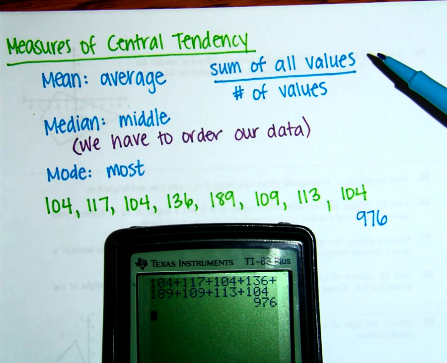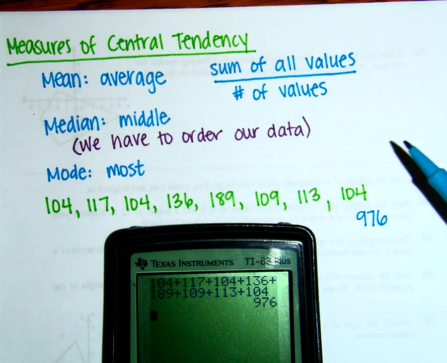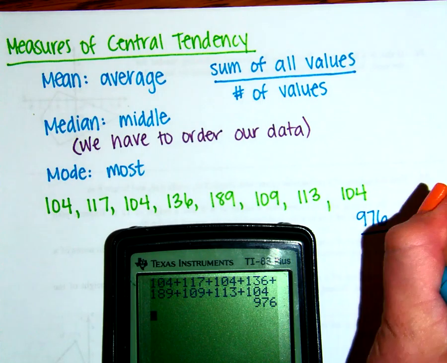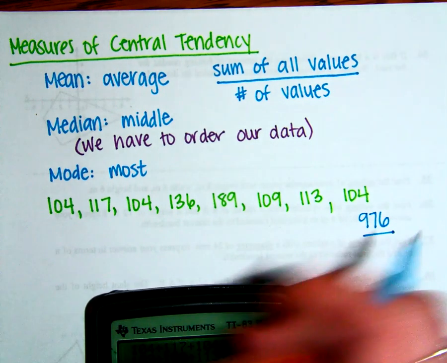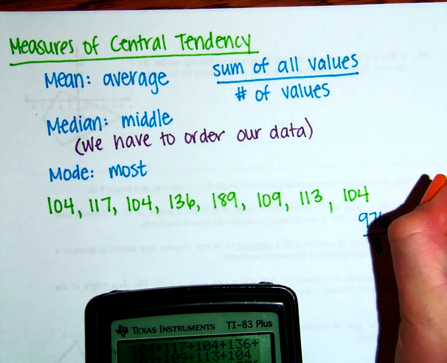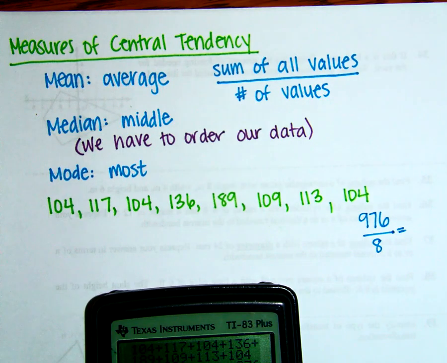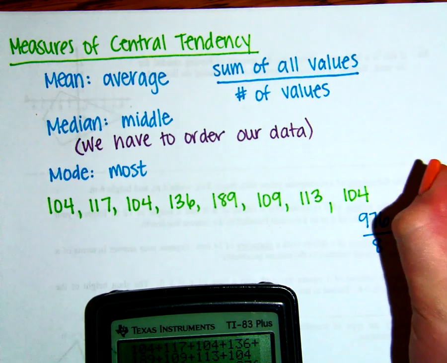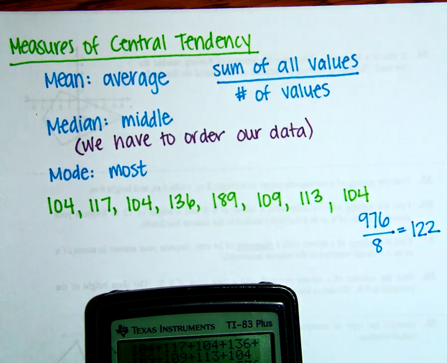So now I'm going to take that number that I just got and divide it by how many values there are. Well, I told you that there are 8 scores, so I'm going to divide that by 8. And I get that the average or the mean score is 122, which is much better than I bowl on a regular basis.